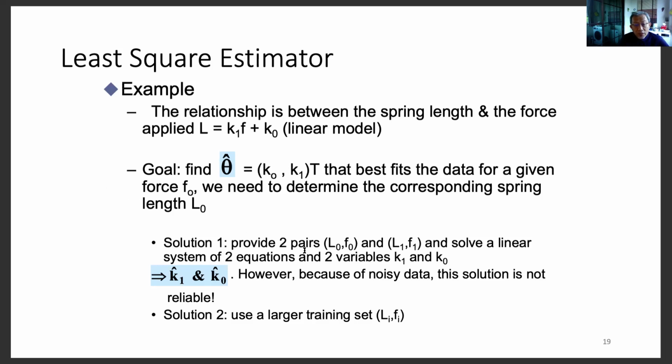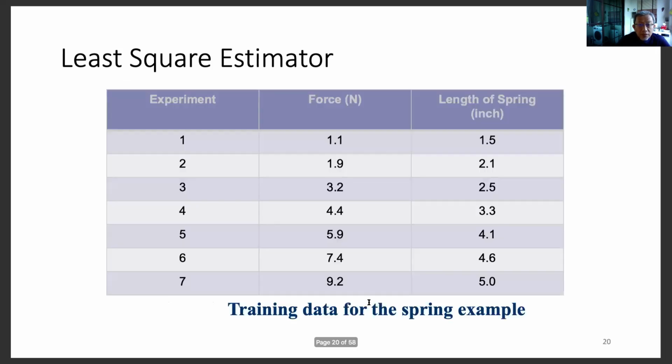So solution one is to provide two pairs of data, which is L0 F0 and L1 F1, and solve a linear system of two equations and two variables to find K1 and K0. However, because of the noisy data, this solution is not reliable. So we have to use a larger training set. We have to collect the data. Okay, so we do the experiment.